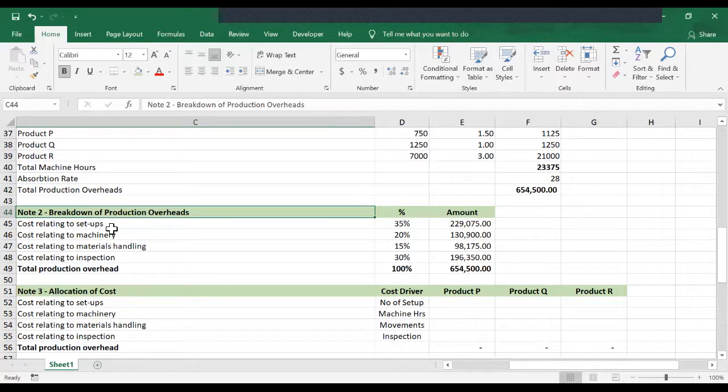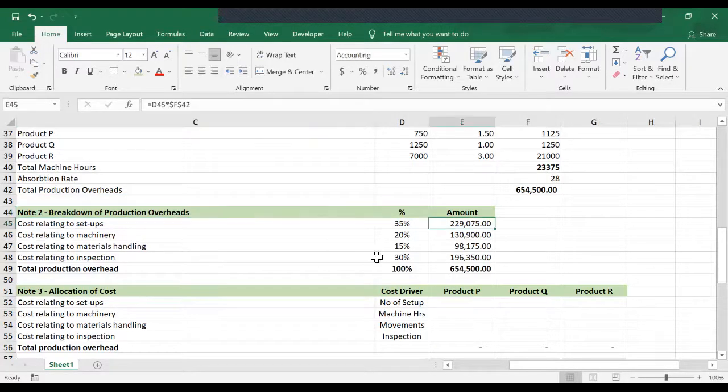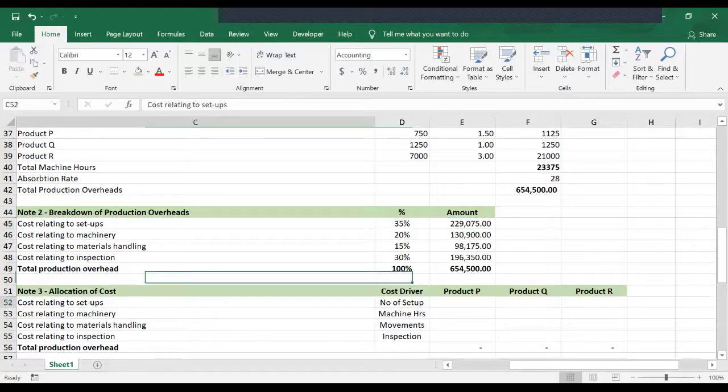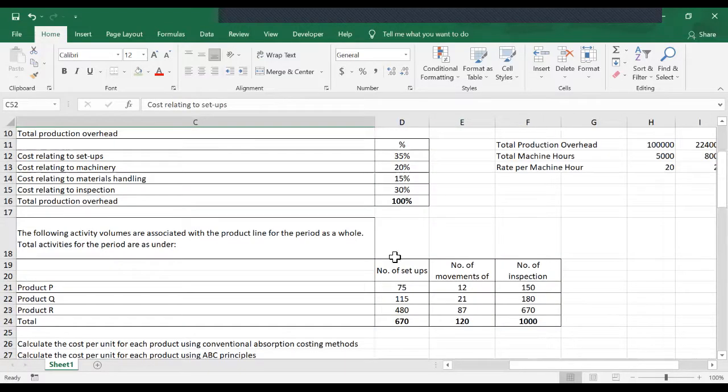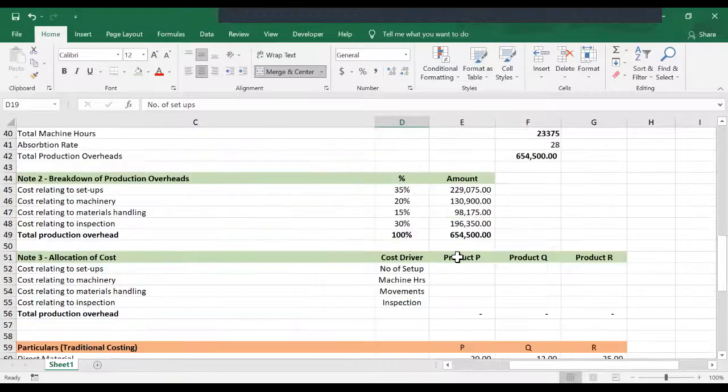Now we have to allocate this entire setup cost between P, Q, and R. And you have to determine the cost drivers for this allocation purpose. For setup, it's really simple because they have given us the number of setups. So you can directly use the formula of like 75 divided by 670. They'll give you a percentage. So let's do that quickly.